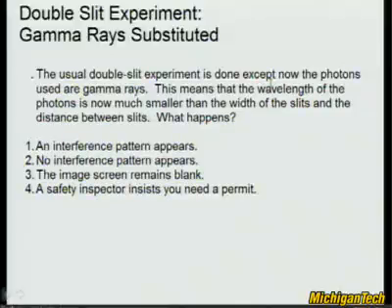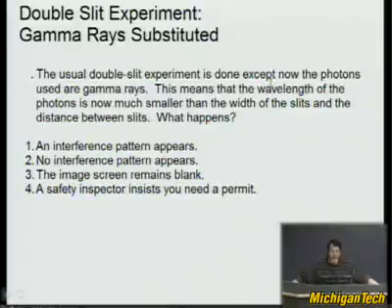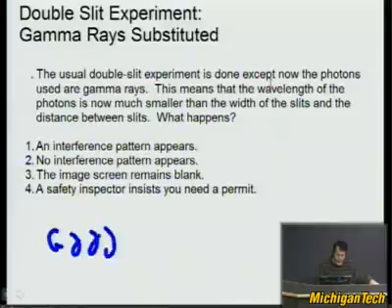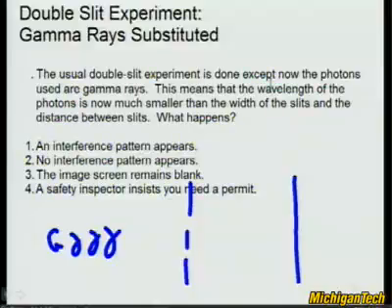So let's go into more and stranger experiments. Let's now take the same double slit experiment, and this time we're going to substitute in gamma rays for the photons. We're going to bring in a gamma ray source. So this means that the wavelength of the photons is now much smaller than the width of the slits and the distance between the slits. So here you have a gamma ray source, gamma, gamma, gamma. Here you have double slits. And here you have the slit screen. This is the image screen.